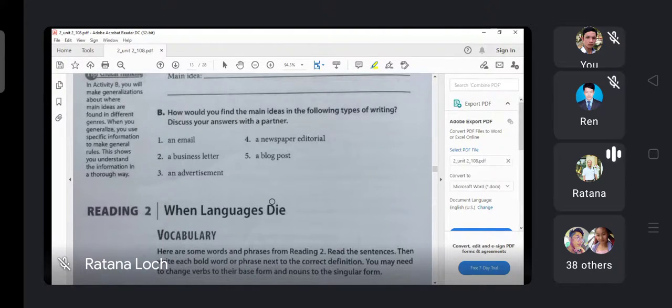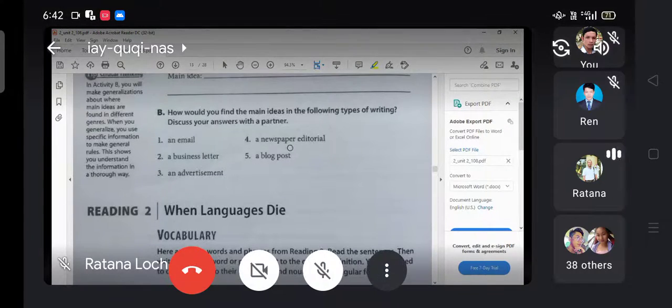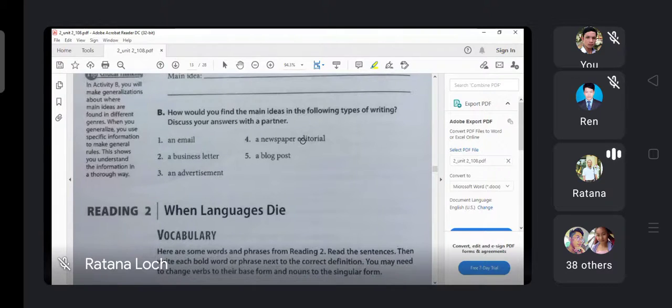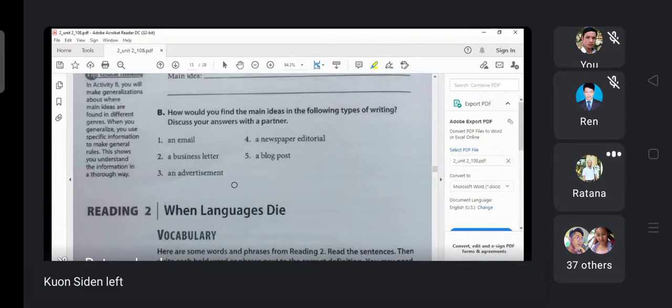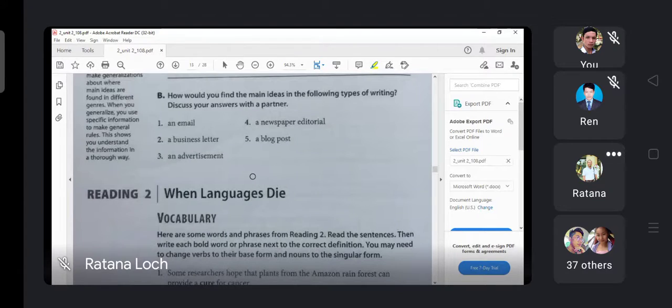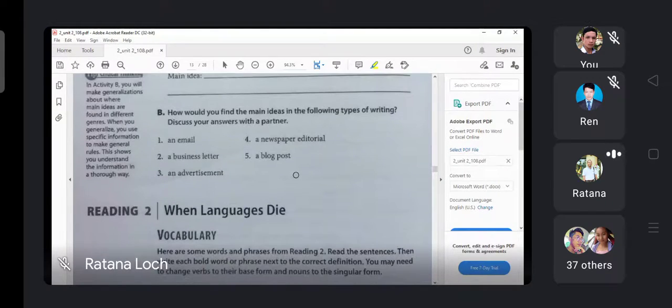Okay, so you look at here, about the newspaper editorial, right? So this is a little bit long. If you read the newspaper, business letter, a blog post, and advertisement. Okay, advertisement, so you can apply the techniques. Maybe in advertisements they put different colors in order for you to easily read or understand what the real purpose of the advertisement is, right? Okay, so here I think that we should skip this part B.